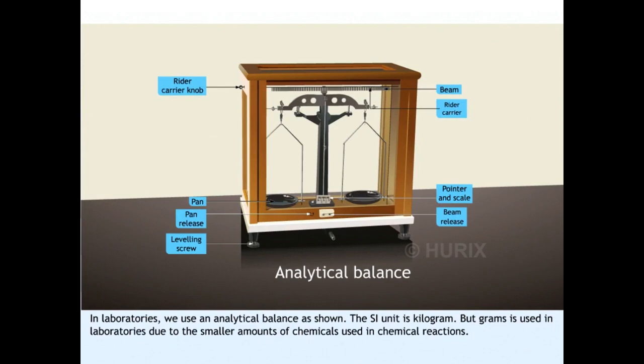In laboratories, we use an analytical balance as shown. The SI unit is kilogram, but grams is used in laboratories due to the smaller amounts of chemicals used in chemical reactions. Now, let us study volume.